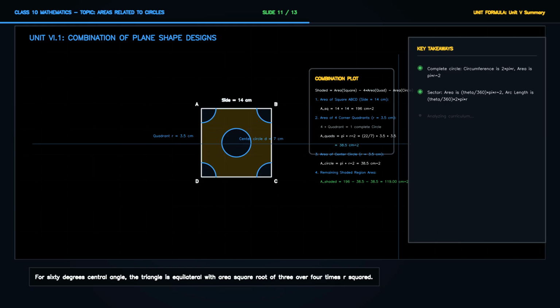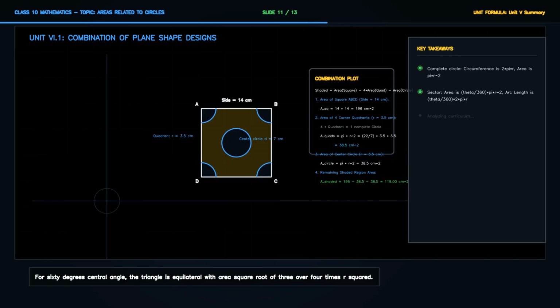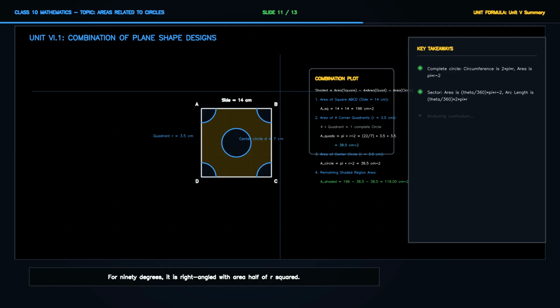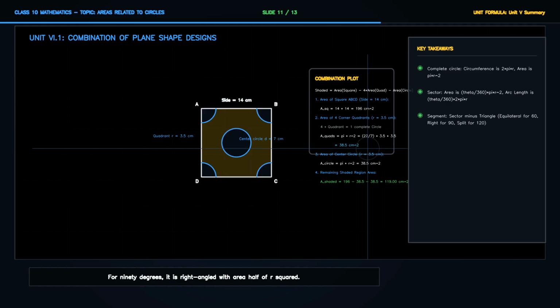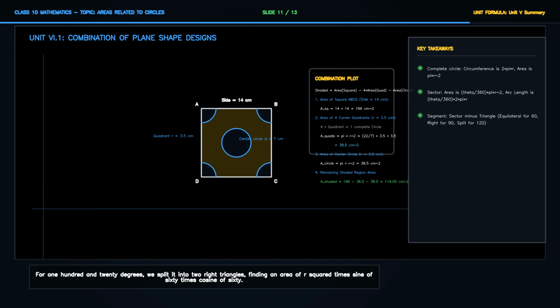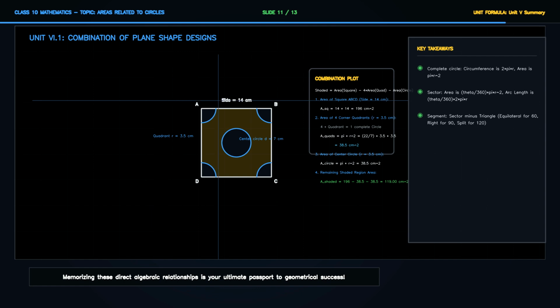Third, the area of a circular segment is calculated by subtracting the central triangle area from the central sector area. For 60 degrees central angle, the triangle is equilateral with area square root of 3 over 4 times r squared. For 90 degrees, it is right-angled with area half of r squared. For 120 degrees, we split it into two right triangles, finding an area of r squared times sine of 60 times cosine of 60. Memorizing these direct algebraic relationships is your ultimate passport to geometrical success.